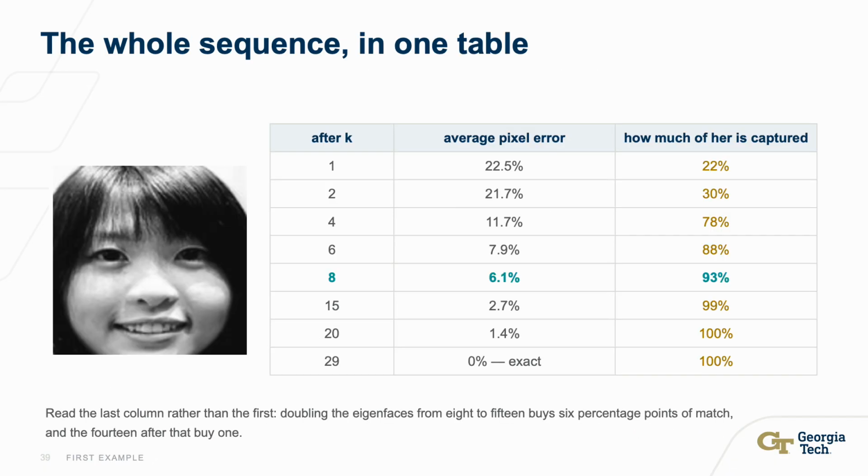Here is the whole sequence as a table, so you can see it as numbers rather than as a slideshow. Read the last column rather than the first. Going from 1 eigenface to 8 takes you from 22% offered to 93, doubling again from 8 to 15 by 6% points. And the 14 after the 14th after that buys 1. This shape, steep, then a knee, and then flat, is the entire reason PCA is useful. Where the knee falls depends on the data. 8 here. On other kinds of data, it can be 3 or 50. What matters is that a knee exists at all.